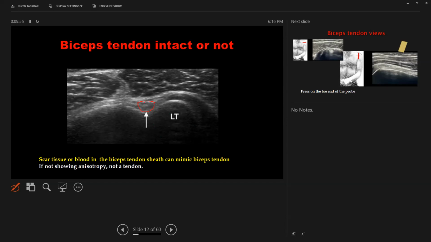If this structure in the bicipital groove is not showing anisotropy, i.e., it is not changing from bright to hypoechoic on angling the probe, then it is not a tendon, because it's a characteristic of the tendon to show anisotropy. So you can say that there is no biceps tendon; it is ruptured or dislocated. So you can use anisotropy to your advantage.